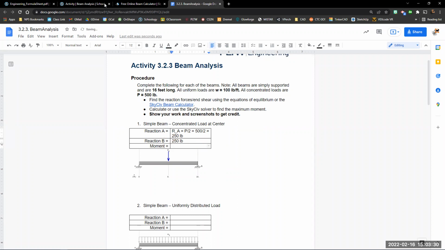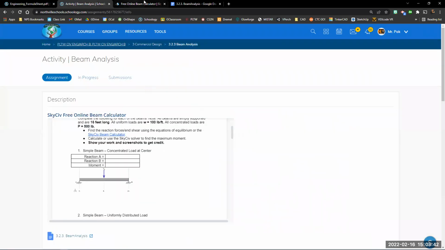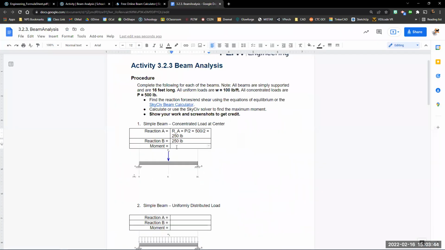And then I can also use this formula sheet to figure out the moment. In this case, it says the moment is P times L divided by 4. So I can come over here to, oops, where's my activity?